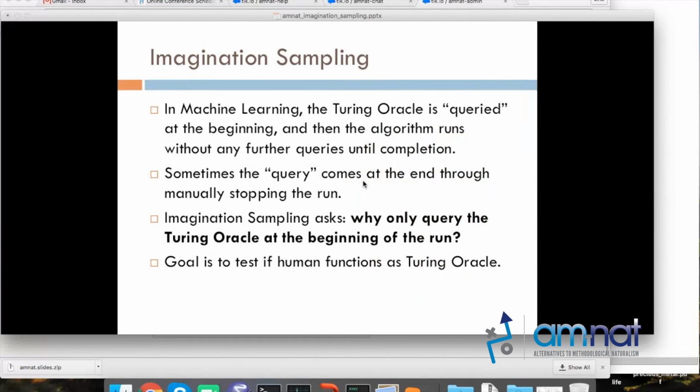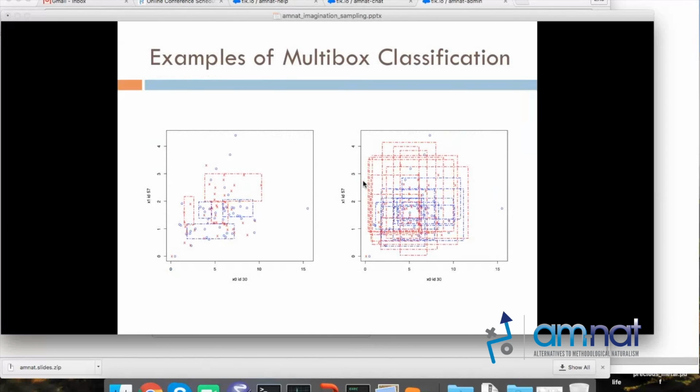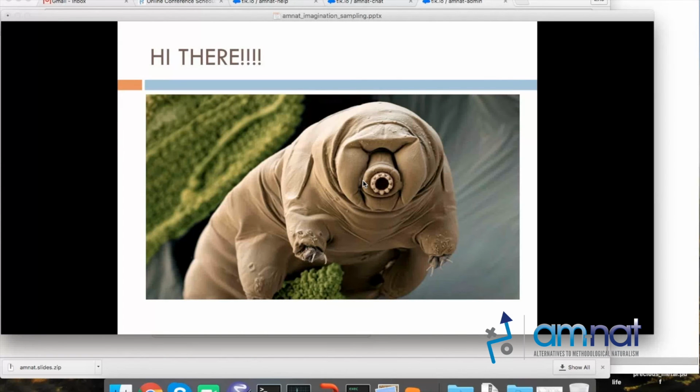So if you need a Turing oracle to make machine learning work in the first place, then surely the more often you include a Turing oracle in machine learning, the better it will work. So I decided to test this with myself as a Turing oracle and see if I could outperform other algorithms on a data set. This was just a definition of the data and problem and the algorithms I was using. This is a tardigrade, which is a creature that can survive in pretty much anywhere, even deep space.